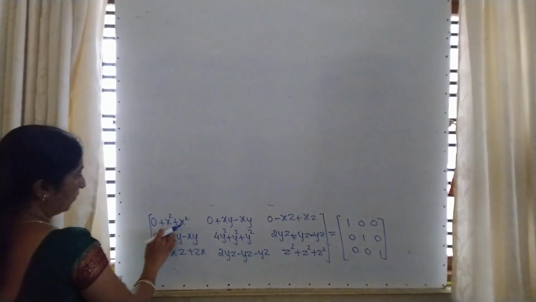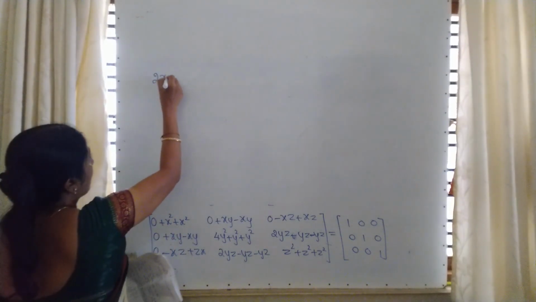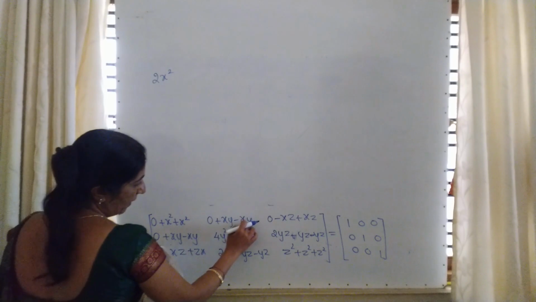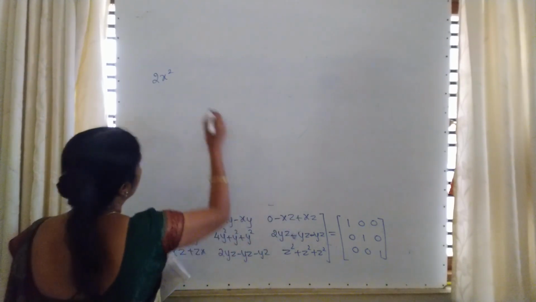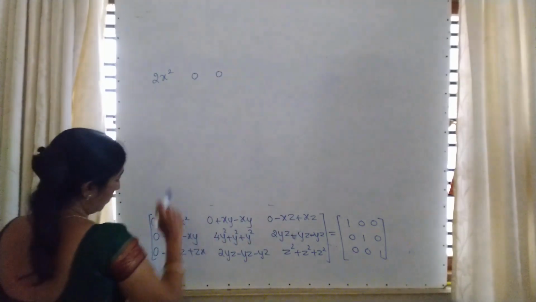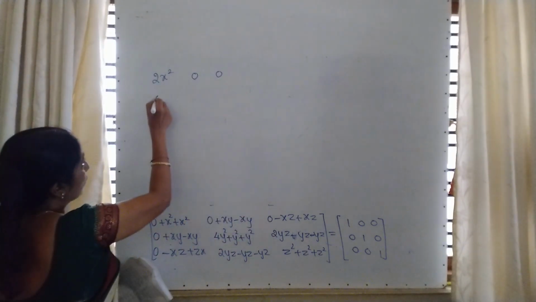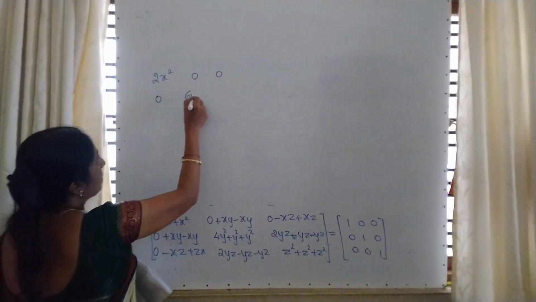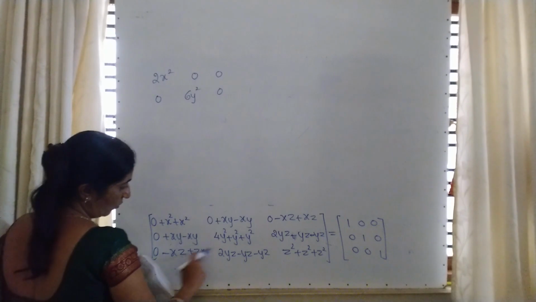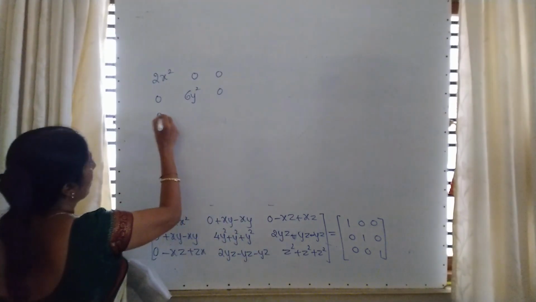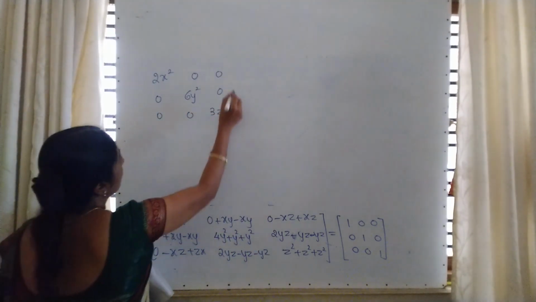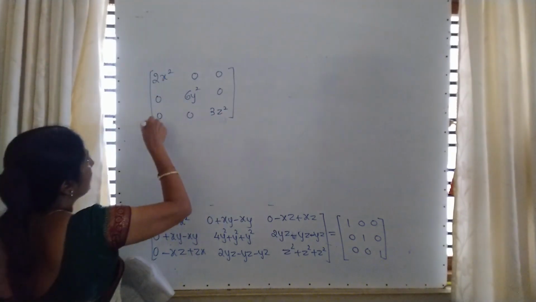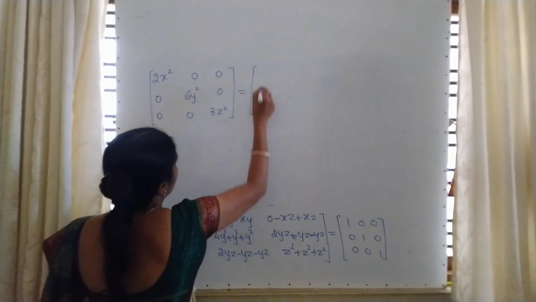See here, 2x square. This is plus xy minus xy, which gets cancelled, 0. Here also we are getting 0. This is 0. This is 0. Like that, see the next. This is 0 and this is 6y square. The next is 0. Next 0, 0. This is 3z square. And right side, identity matrix.